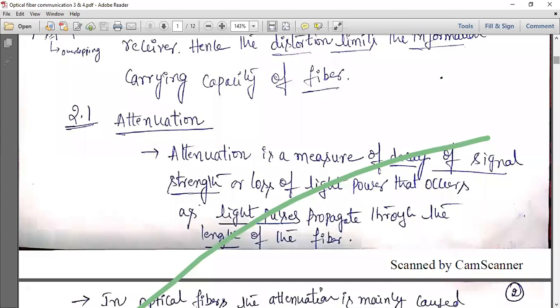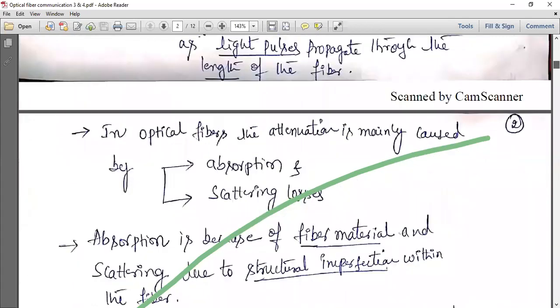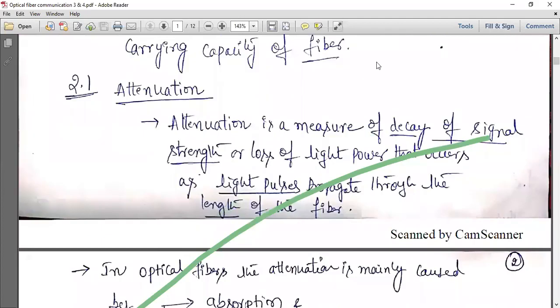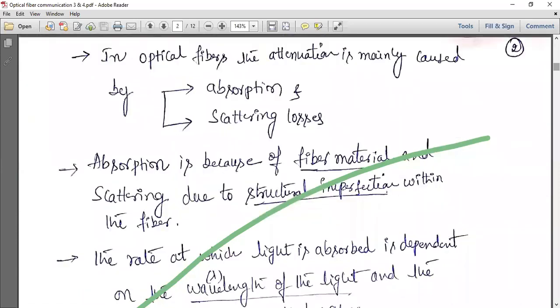When a signal travels along the length of the fiber, the decay of the power present in it is called attenuation. So you lose some power over the length of the fiber. Maybe after 1 kilometer, there may be a 1 dB loss, there may be a 2 dB loss. That itself is called attenuation in the optical domain. There are two ways in which attenuation can occur. One is absorption, another one is scattering losses. From both absorption and scattering losses, you will get your attenuation.